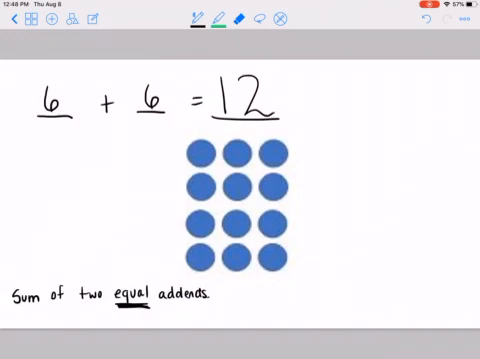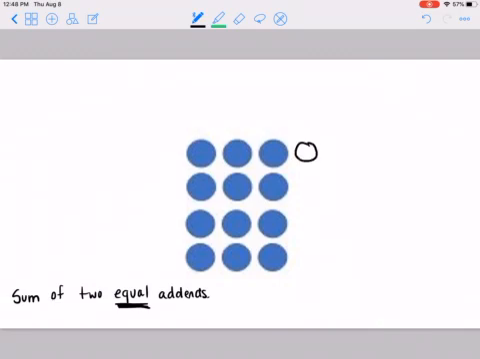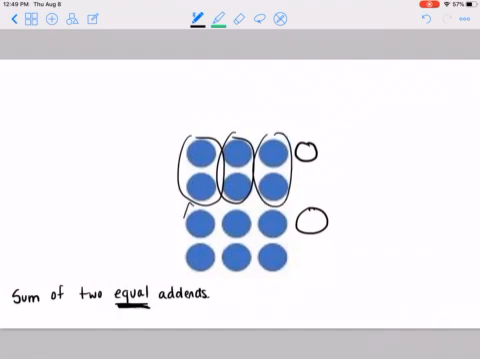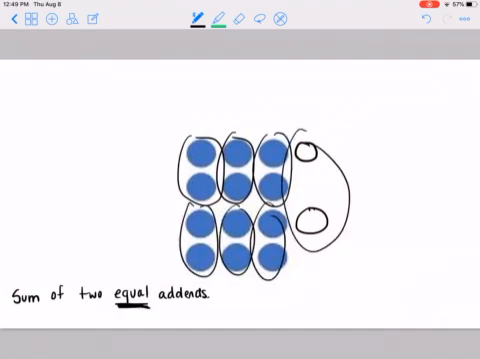Now, what happens if, let me erase this really quickly. What if I added a dot here and a dot here? Let's see how many of our dots are going to have a pair. There's a pair there, pair there, pair there, pair there, pair there, and then we have a pair. So we had 12 and I added 2 more dots, so that number is going to be 14.